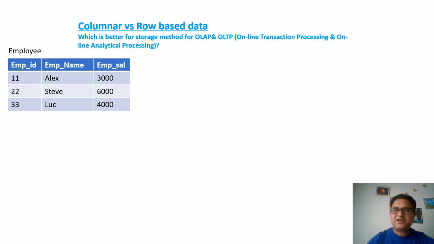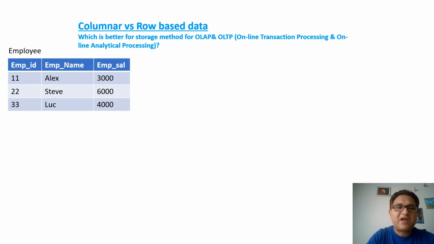So before discussing Parquet in detail, let's understand what columnar based storing is, what row based is, and what the advantage is on that, right? And then we'll discuss what OLAP and OLTP are, and which is best in which scenario. In this scenario we have taken an example. We have the employee table, with employee ID, employee name, and employee salary. These are the three columns we are talking about here.